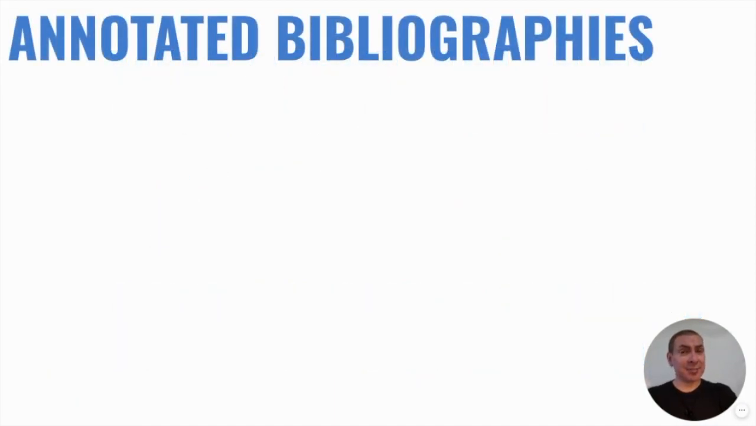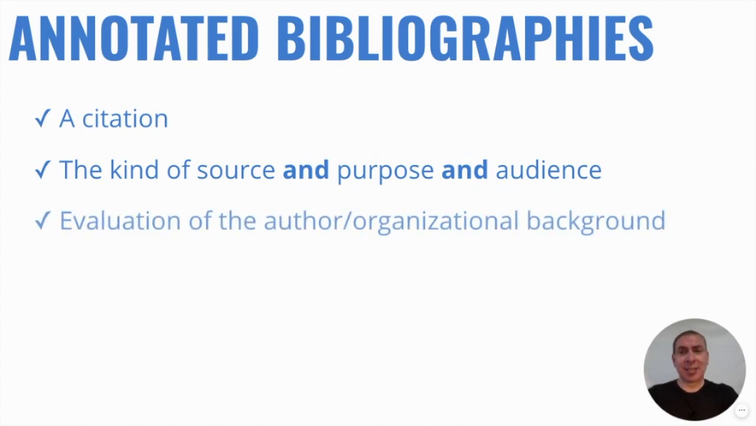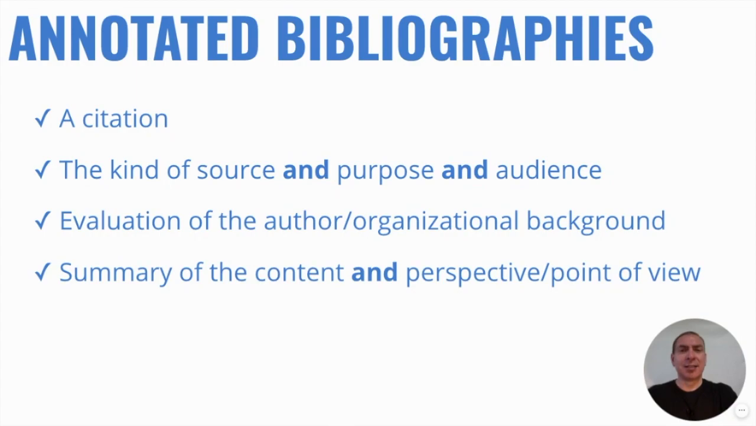So, as you've seen, annotated bibliographies have a citation. They include in a paragraph under the citation the kind of source, why it was made, and the audience. It also talks about the author or the authors and the organization that produced it. You're evaluating these people. It's important to do that. That'll impact the quality of the source. You give a summary of the content, what's in it, and you give the perspective or the point of view, because sometimes the source only gives one perspective, but you want to use that in your investigation.